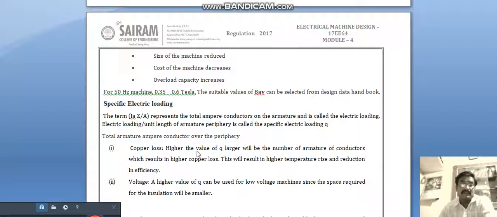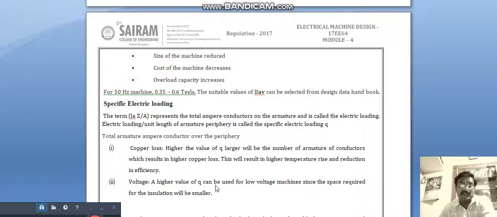Copper loss. The higher the value of Q, the larger will be the number of armature conductors, which results in higher copper loss. If you go for a high value of Q, the copper loss will also increase. This will result in higher temperature rise and reduction in efficiency. When you go for a larger value of Q, what will happen? The copper loss value will increase. Because the copper loss increases, the heat, that is the temperature, also increases. Because the temperature increases, the efficiency of the machine will reduce.